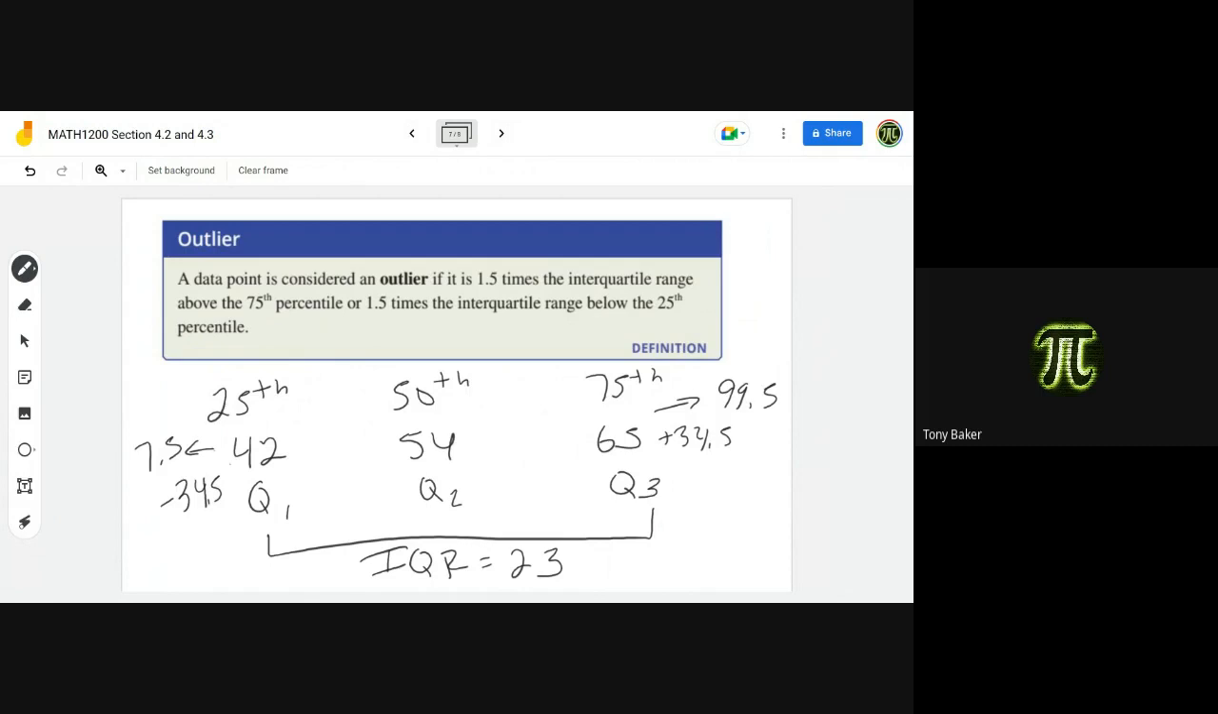I need a problem with outliers. Really? And they don't give you a single problem with an outlier. All right, so I can't come up with a problem quickly that has an outlier.